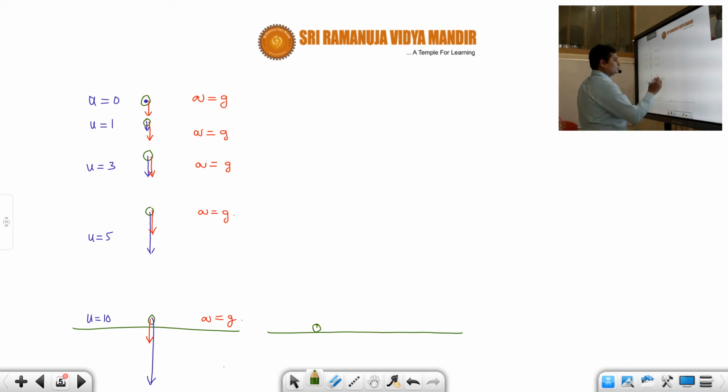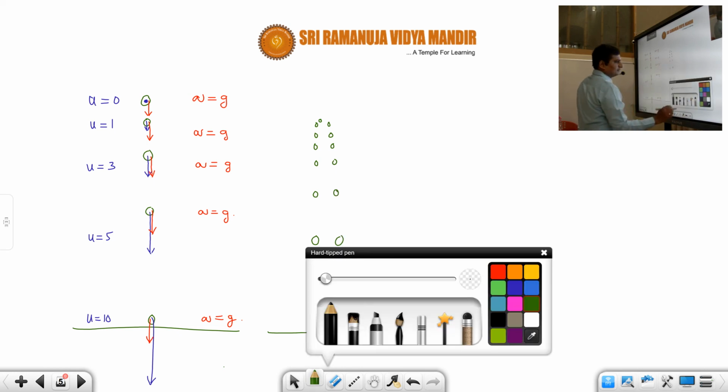The velocity initially is more. Now when it is going upwards, its speed will decrease. Its speed will be more here, then it will be less, then less, and then 0. Okay, students? Then afterwards what will happen? It will go down like this, like this, like this. Now the speed will increase. Correct or not?